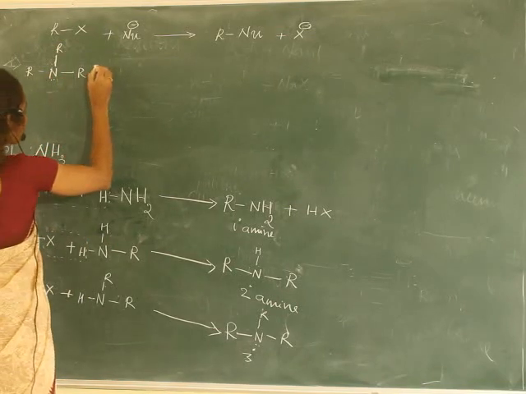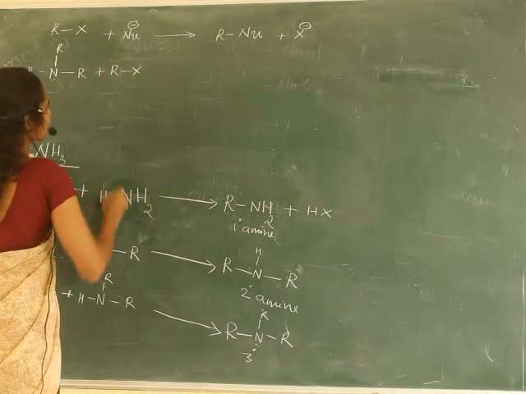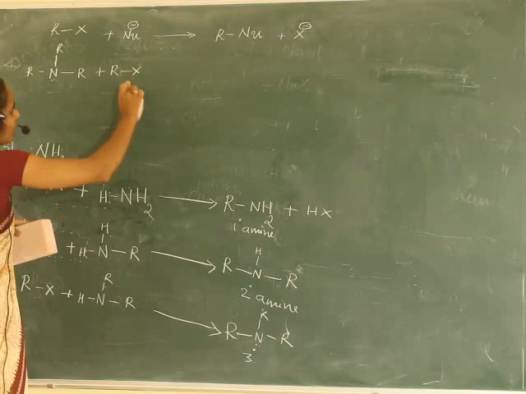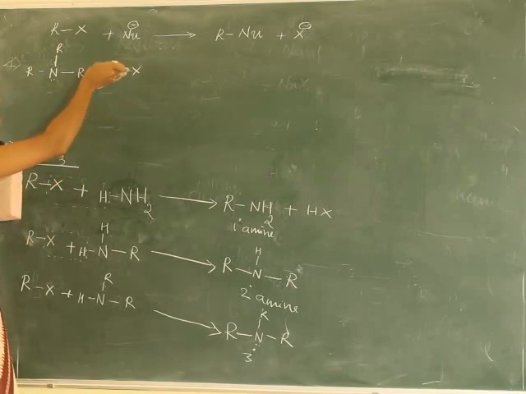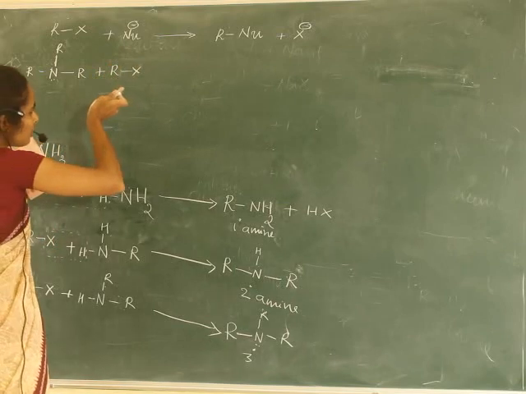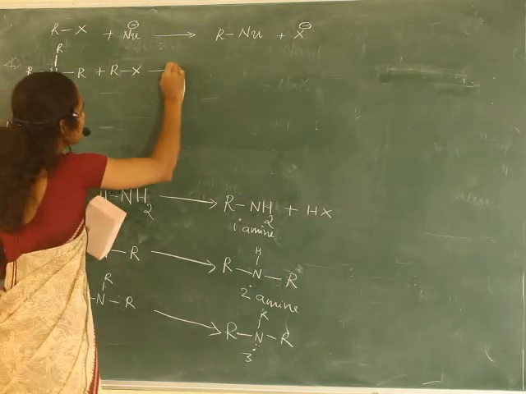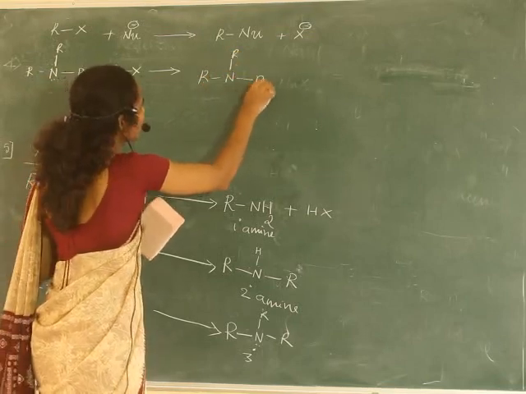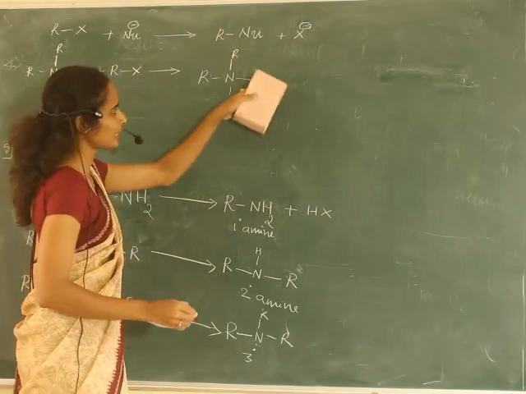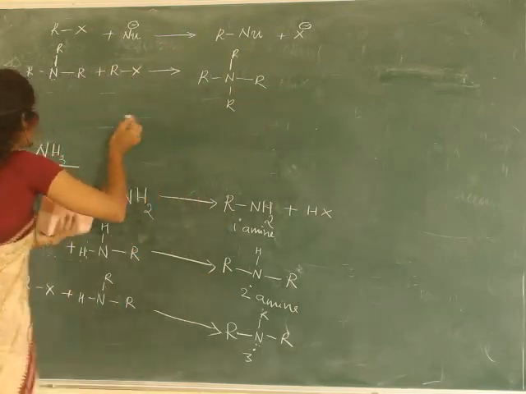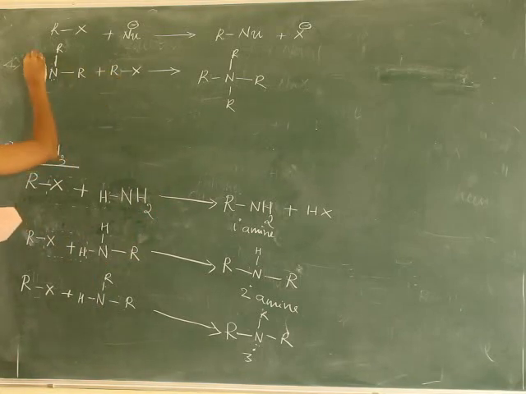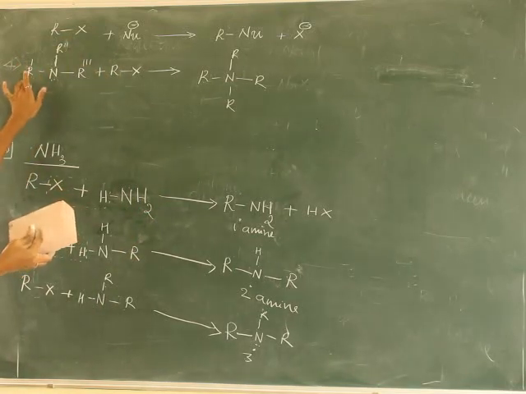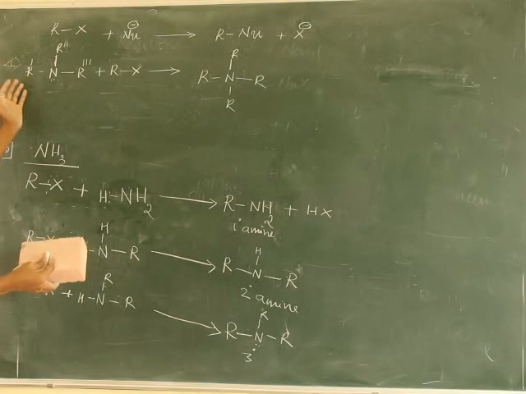This lone pair reacts with the alkyl halide. What happens here again? Here the nucleophile reacts with R and this X leaves as a halide ion. Now we will get R, N, and here also R groups, R and R. You can take R, R dash, R double dash and R triple dash in case of different alkyl groups. In case of the same alkyl groups you can take R, R, R.